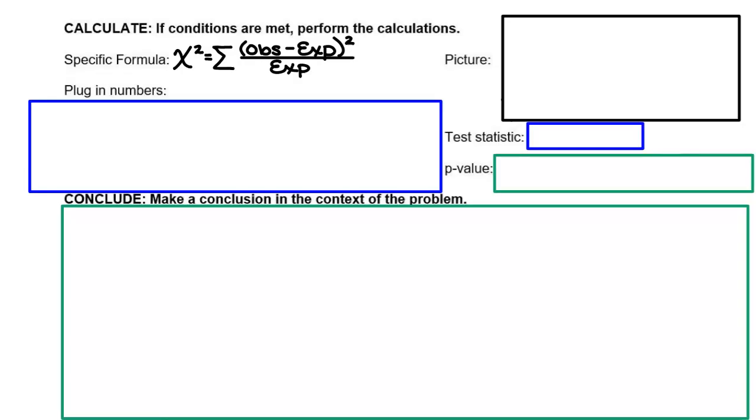What's our degrees of freedom on this one? Number of rows minus 1, which would be 1. Number of columns minus 1, which would be 1. So we have 1 times 1. We have 1 degree of freedom here.